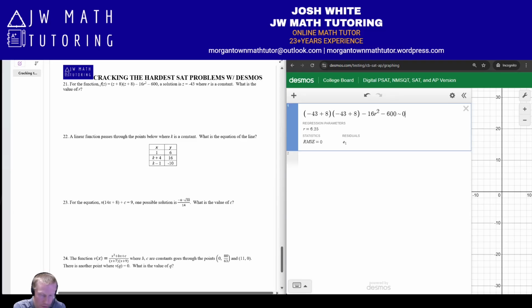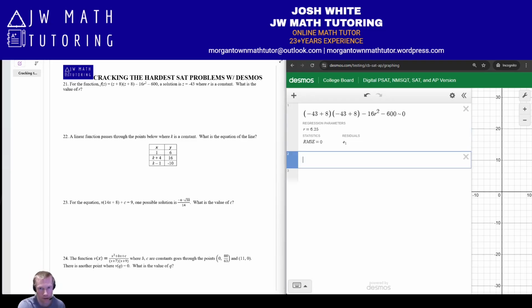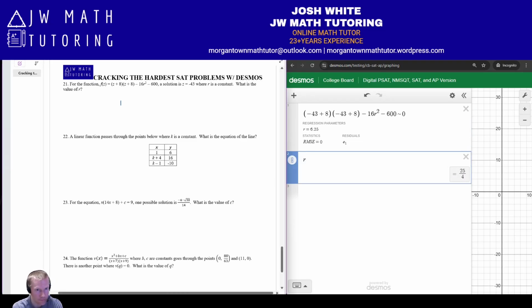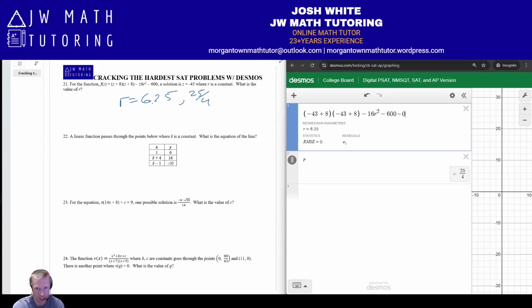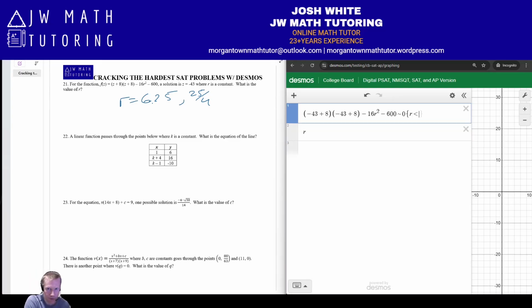And let me just confirm here. I get r equals 6.25. Now, you could, of course, express that as a fraction. It would be 25 over 4. The other thing about this question is that technically there is a second answer, and it's just negative 6.25. Let's see if it can find it if I put in a qualifier to make r less than 0.